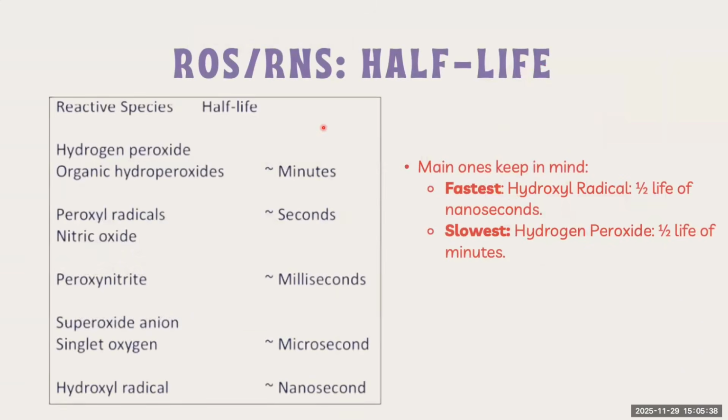Now we'll be talking about the half-life. From all of these, I want you to keep in mind the fastest one and the slowest one. The fastest half-life is the hydroxyl radical, with a half-life of a few nanoseconds, and the slowest half-life is hydrogen peroxide, with a half-life of a few minutes. Other than this, nitric oxide has a half-life of a few seconds, peroxynitrite a half-life of milliseconds, and superoxide anion a half-life of microseconds. But the main two that they're most likely to test you on are the fastest and the slowest, hydroxyl and hydrogen peroxide.